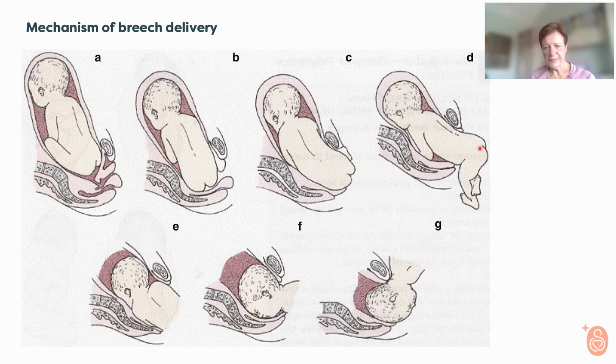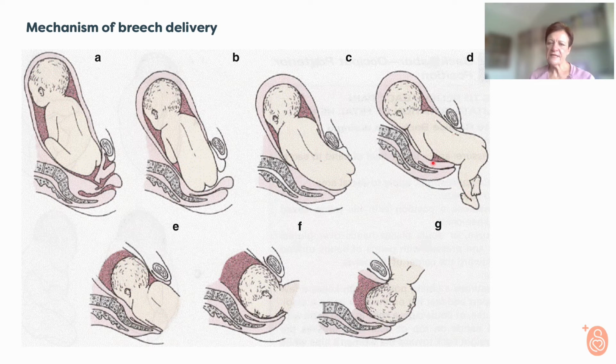Then the buttocks are being born, and we will come to that just now. So there are three mechanisms of labor in a breech presentation instead of just the one in the case of a vertex presentation. So we have a mechanism of how the breech moves through the pelvis.